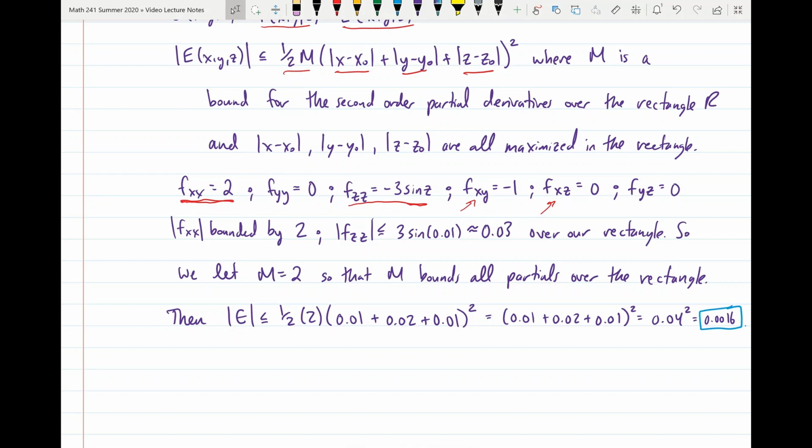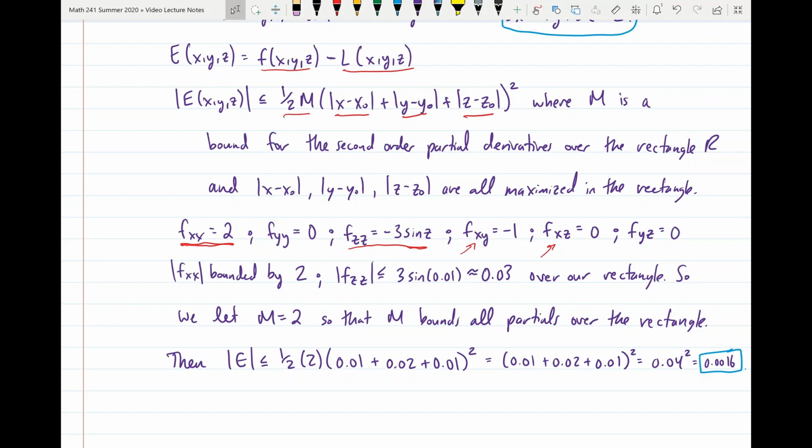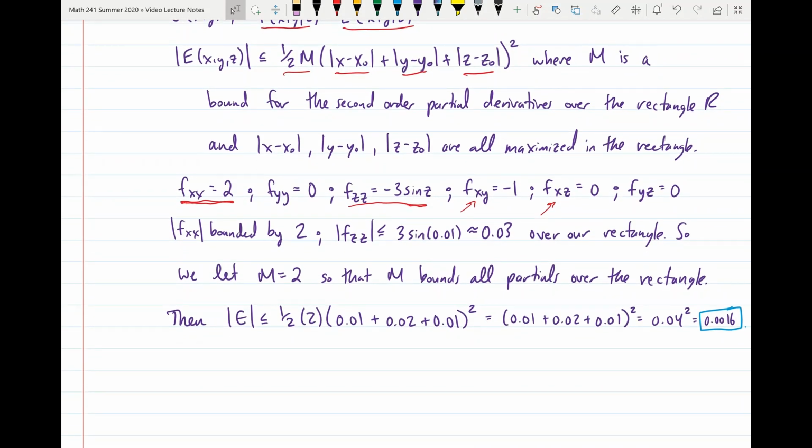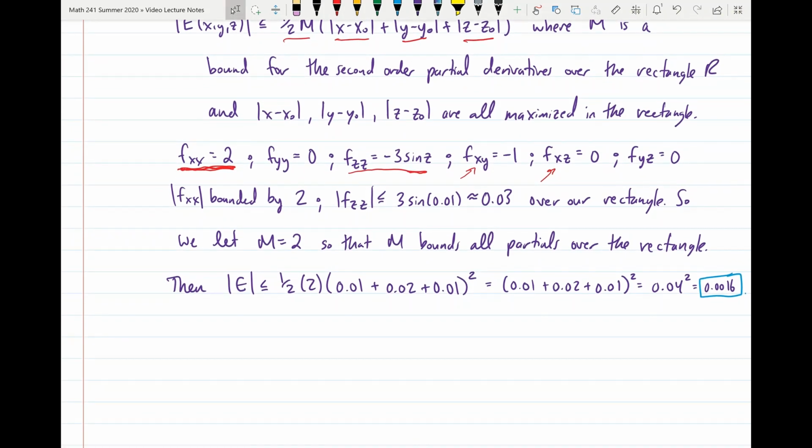But anyways, we have these 6 different second order partial derivatives, and we want to find an integer that bounds all of them over the rectangle R that is given to us. Right off the bat, we know that m is going to have to be greater than or equal to 2, because this second order partial derivative is equal to 2 everywhere inside of the rectangle. But does 2 also bound all of the other second order partial derivatives? Well, 2 is clearly going to bound this one, this one, this one, and this one, because 0 and minus 1 are both less than or equal to 2. So the last question we need to ask is, does 2 bound this guy here, f sub zz?